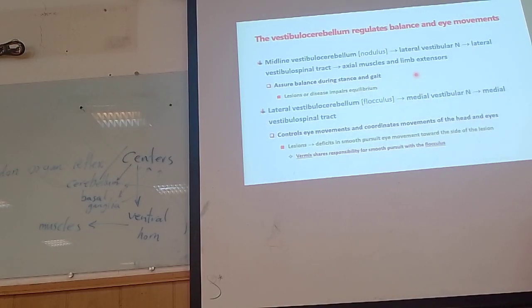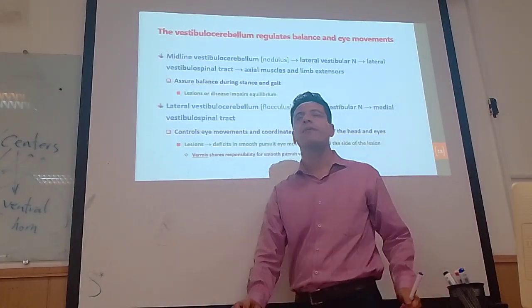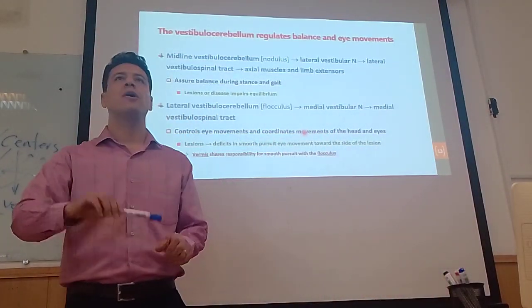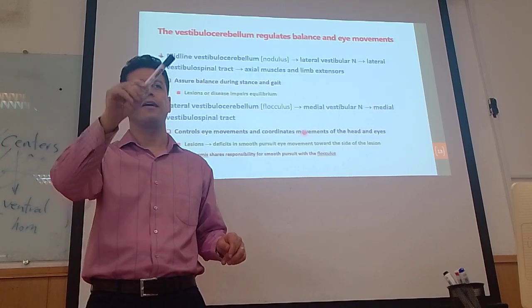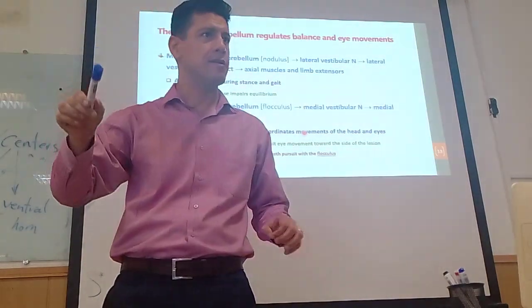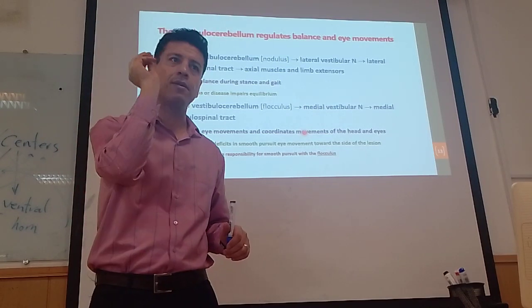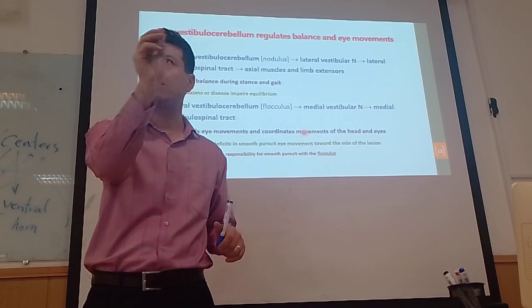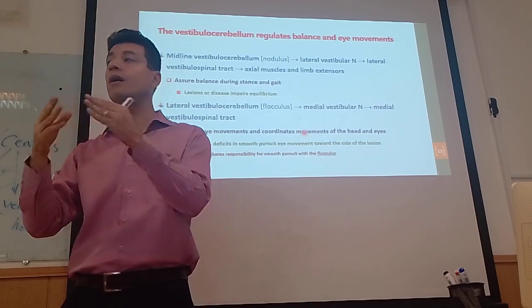So, a lesion here causes deficits in smooth pursuit eye movements. Smooth pursuit eye movements. You know pursuit eye movements? So, for example, you can see an object is moving in the air. For example, a fly, an insect is flying. Okay? So the eyes actually are locked on the insect, and when it moves, the eyes also move. Okay, so this is called smooth pursuit eye movement.